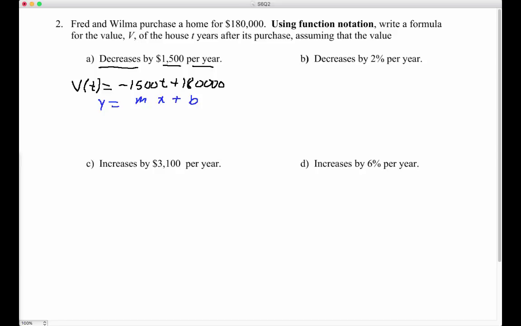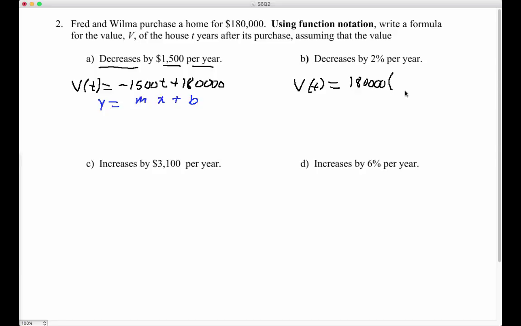All right, let's take a look at part B here. Part B, it decreases by 2% per year. Decreasing by 2% per year, now we're looking at a common ratio. So this is multiplicative, not additive. As soon as we see that situation, now we know that V of t is going to be an exponential. Our original value was $180,000.